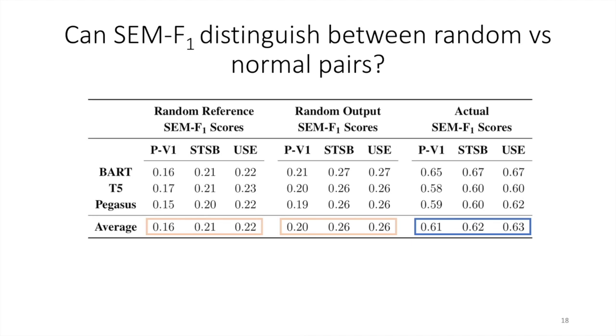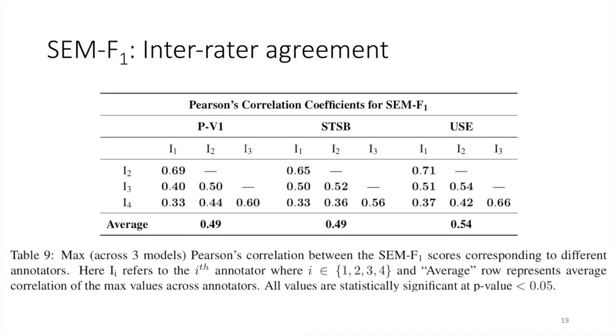As we notice, abstractive summarization models achieve approximately 40 to 45% improvement over the random baseline scores, suggesting that SEM-F1 can indeed distinguish the good from the bad. Following the case study based on ROUGE, we also computed the Pearson's correlation coefficients between each pair of raw SEM-F1 scores obtained using each of the four reference summaries. As we notice in the table here, average correlation values across annotators is approximately 0.5 for all the three embedding models, thus suggesting a clear improvement over ROUGE.